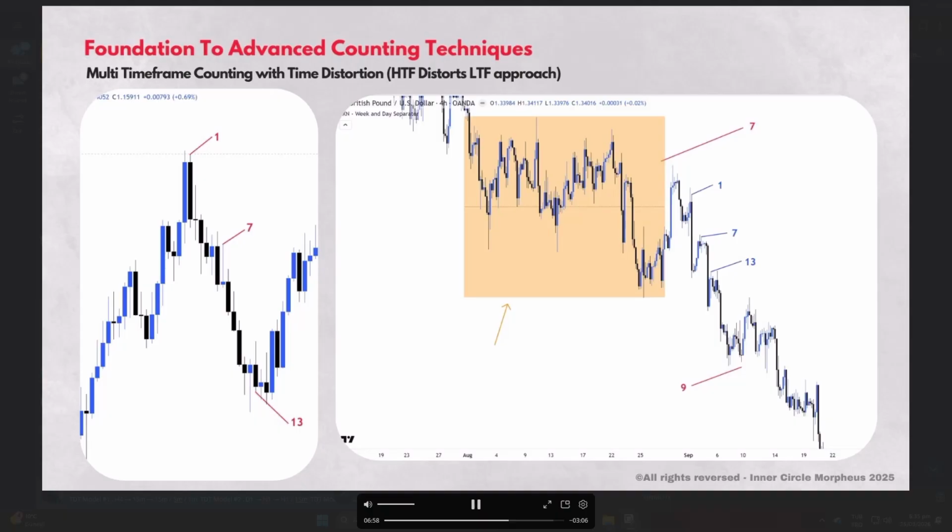And the last section, NEO, multi-time frame counting. I also name this the higher time frame distorts lower time frame approach. We observe the weekly chart on the left-hand side and the 4-hour chart on the right-hand side. Price starts to consolidate as the time approaches the 7th week here. Higher time frame numberings always have a big effect on lower time frames. They make them retrace or consolidate.